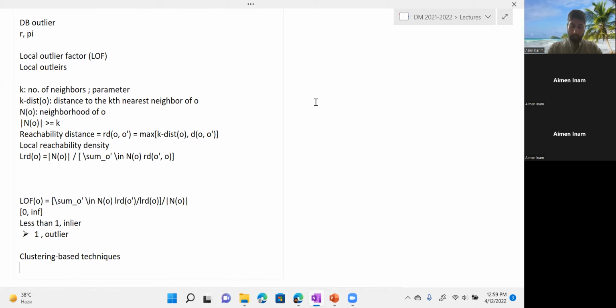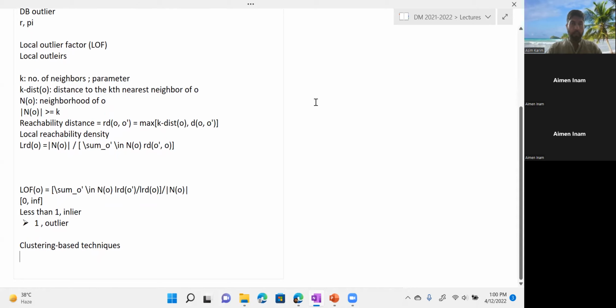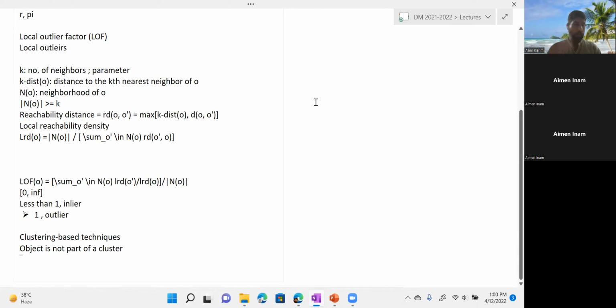So what are the possibilities? So the possibilities could be, so the object, for example, is not part of a cluster. So then it's an outlier, obviously. So your clustering algorithm was not able to assign that object to a particular cluster. If that is the case, then that object will be an outlier. Or the object belongs to a very small cluster. So again, in this case also, the entire cluster might be considered an outlier. Actually, this is a case of a collective outlier, a group of objects that are outliers.